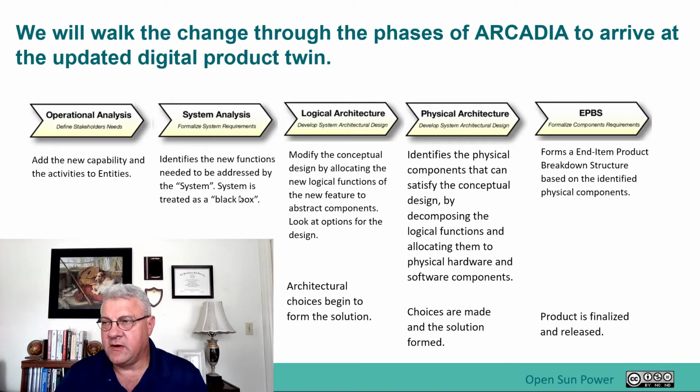We're going to go through operational analysis first, after we gather some stakeholders' needs. We're going to go through system analysis, where we define the black box of what we're going to change inside the box versus outside of it. The box being the solar charger. We're going to talk about what our logical architecture will be. We'll start making some choices, and we'll start looking at components that could support those choices. And then we'll finalize on some physical architecture, on components that we want to have, and then take those components into the EPBS.